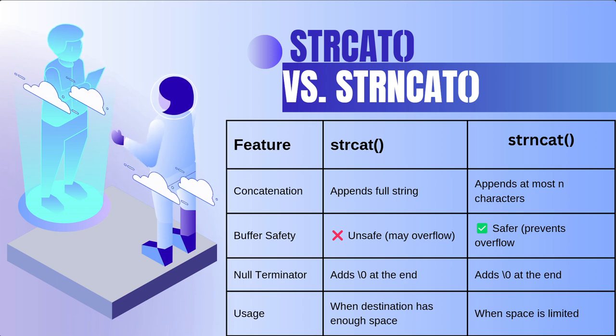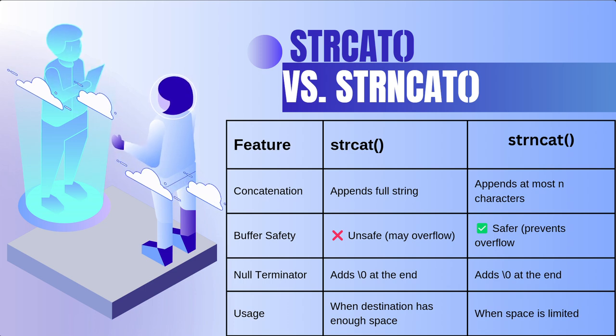Let's see the difference between strcat and strncat. strcat appends the full string. strncat appends only a limited number of characters. Buffer safety: with strcat, buffer overflow can happen. Again, it doesn't check, like gets. It keeps on adding characters. So in the same way, buffer overflow can happen. Buffer safety is very important actually. strncat prevents overflow. strcat adds a null terminator at the end, and strncat also adds a null terminator at the end. strcat is fine when the destination has enough space, strncat when the destination is limited. So it's always safer to use strncat instead of strcat.